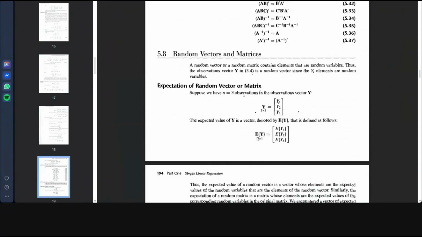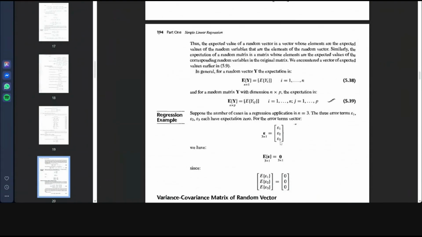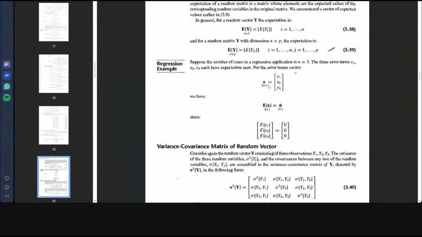The expected value of a random vector is very intuitive. It just means take each random variable, find its expected value, and then pile them up like that. So the expected value of a vector is easily defined. Here's an example: the 3 noise terms. It is a model assumption, not something you can prove, that the expected value of all the noise terms is 0. So E epsilon is the 0 vector.